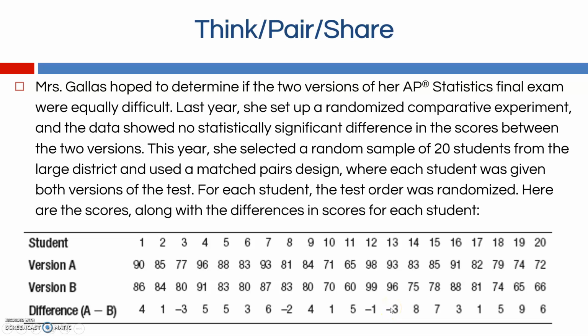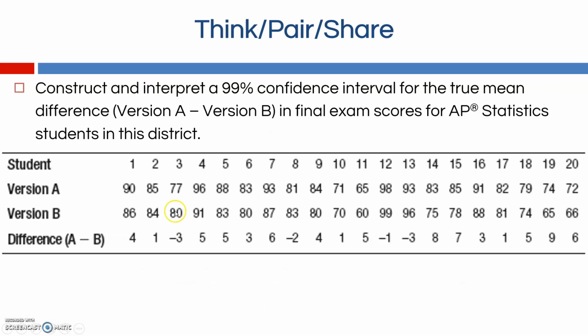So if we wanted to know which might be the more difficult version just by a quick glance, it looks like version B might be a little more difficult, because we just don't have as many negatives, which indicate that students scored better on version B. All right, but we're going to construct an interval and hopefully get to the bottom of this.